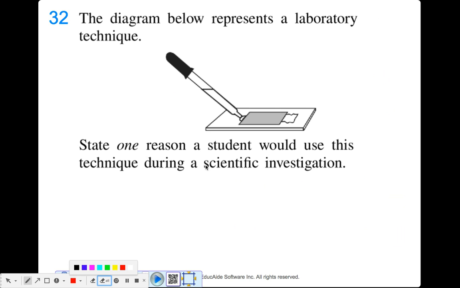You're going to use this technique so you can add something to the slide without disturbing it. So you could use it to put salt on it. You could say you want to put a biological stain on it. You could put distilled water on it. But anything you want to change about the slide sample without having to disturb it.